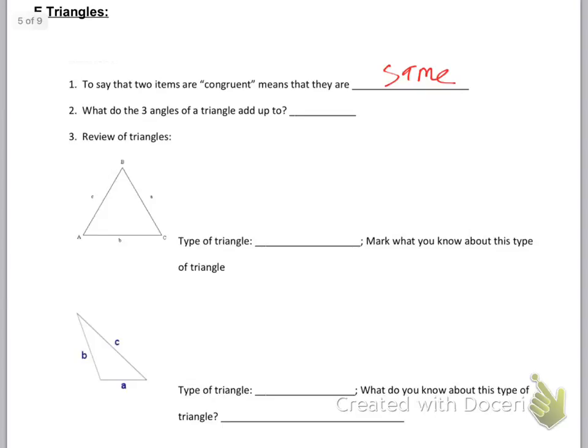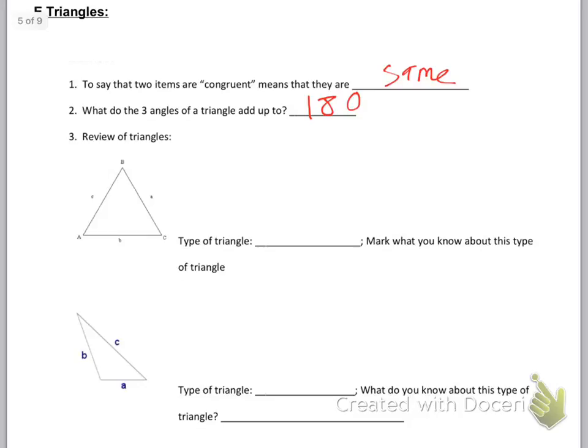Okay, what do the three angles of a triangle add up to? 180. So all of the angles in a triangle, there are 3 of them, should all add up to 180. So let's review the types of triangles. What kind of triangle is that one? And mark possibly what you know. That would not be a right triangle for sure.